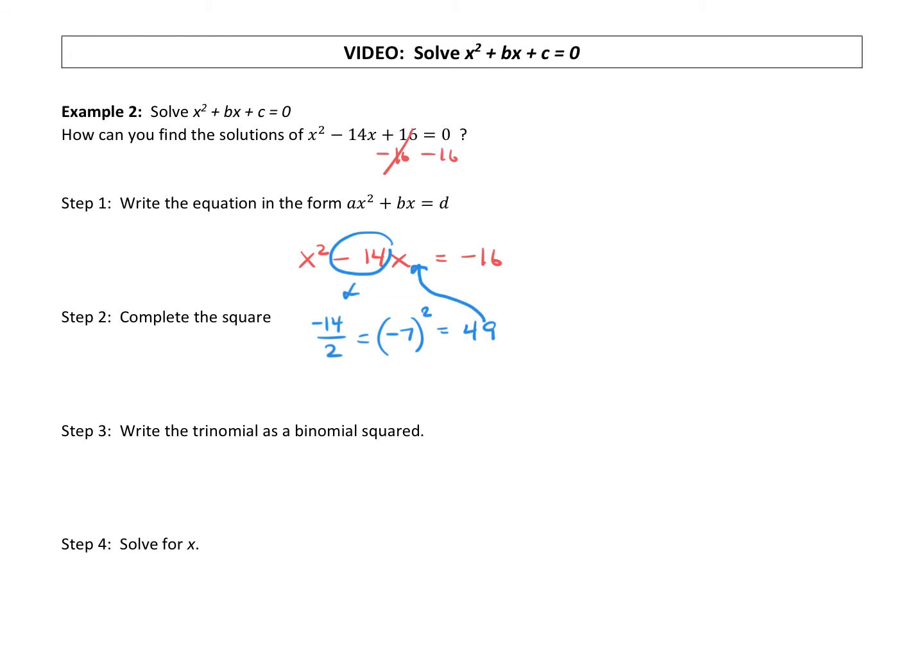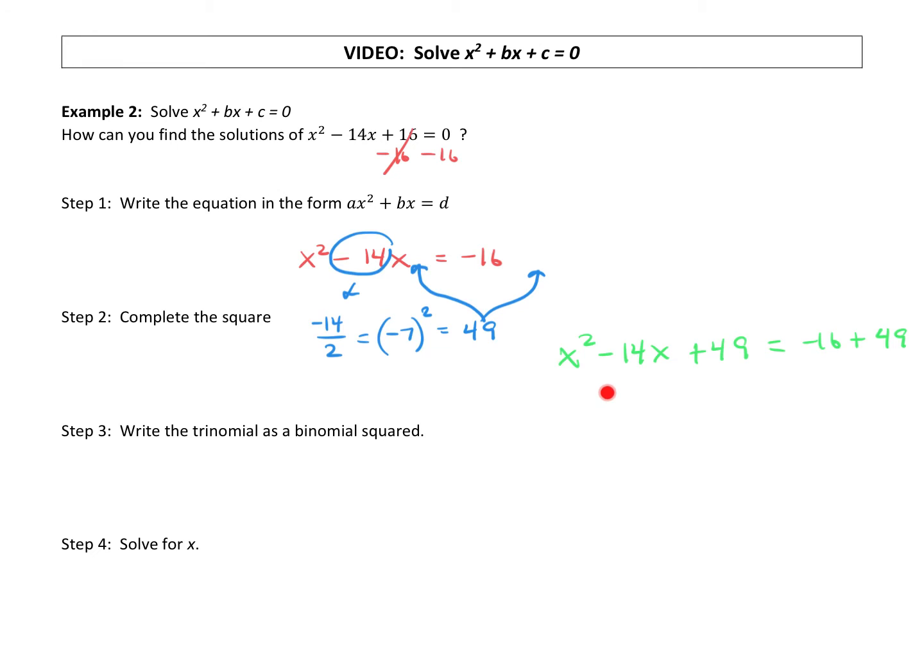But because this is an equation, if I just add in 49 units on the left side of my equation, we're off balance. We are no longer equal because we have to keep this equation balanced. We're going to also add 49 into the other side. That's the only way that we can do this, to have a balanced equation. So when we rewrite that, we have x squared minus 14x plus 49 equals negative 16 plus 49. We have completed the square to create a perfect square trinomial.